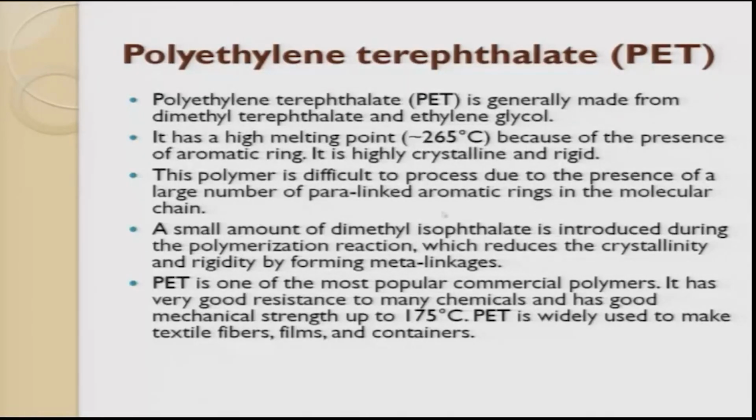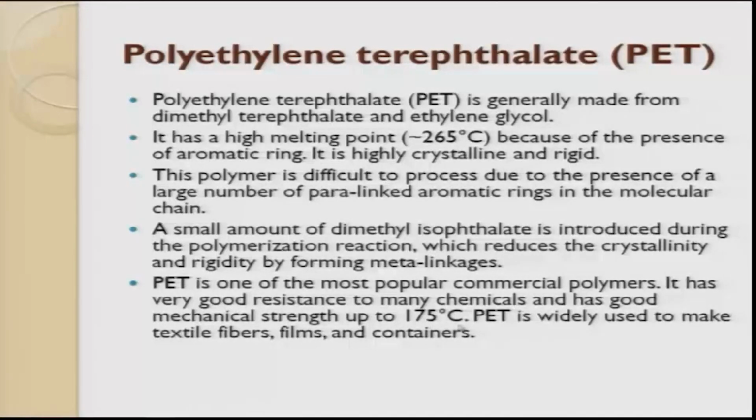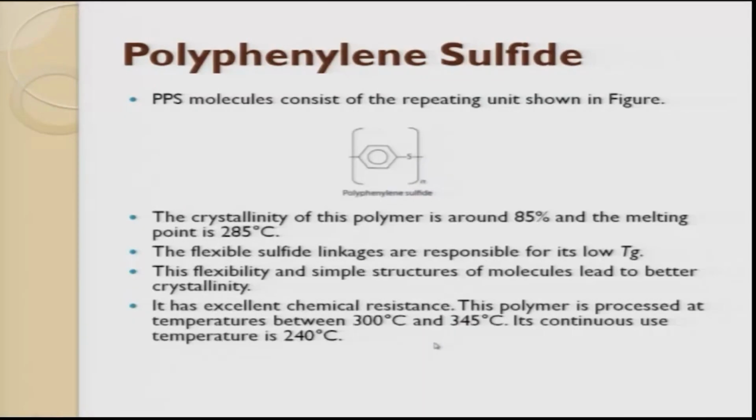A small amount of dimethyl isophthalate is introduced during the polymerization reaction, which reduces the crystallinity and rigidity by forming meta-linkage. So what are you trying to do? You are trying to play with the properties. PET is one of the most common commercial polymers. It has very good chemical resistance and mechanical strength up to 175 degrees Celsius. It is not at room temperature, but at high temperature. So this is why PET is also exhaustively used in the process industry, especially the food processing industry.